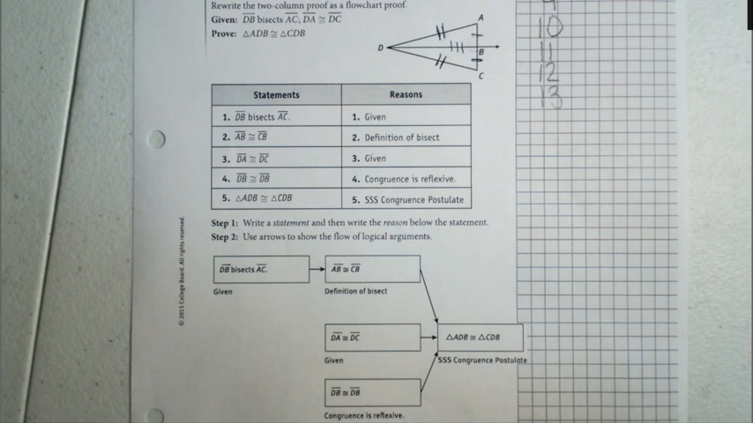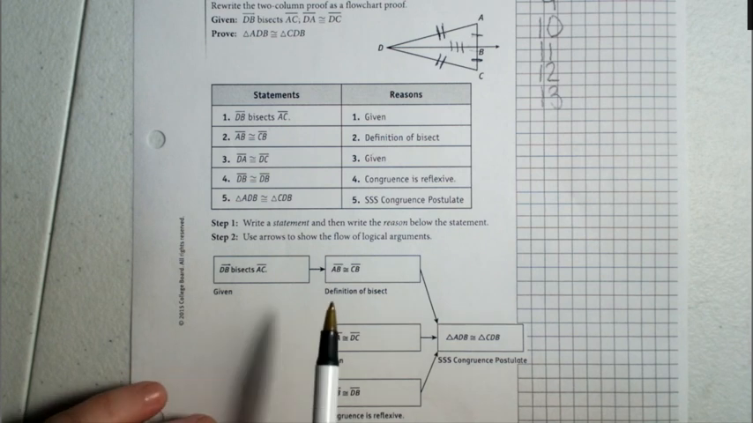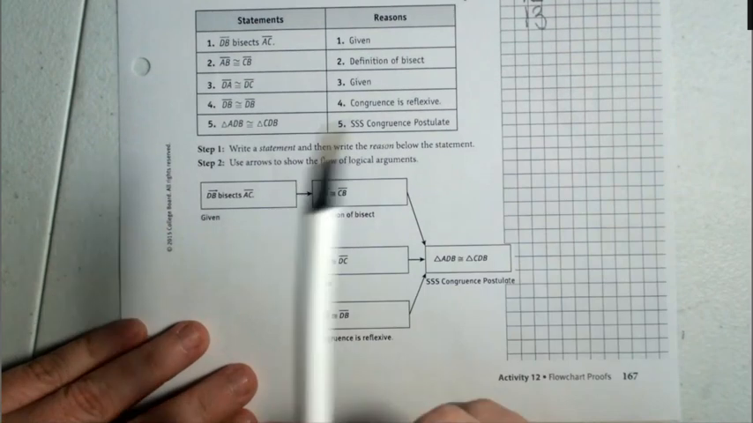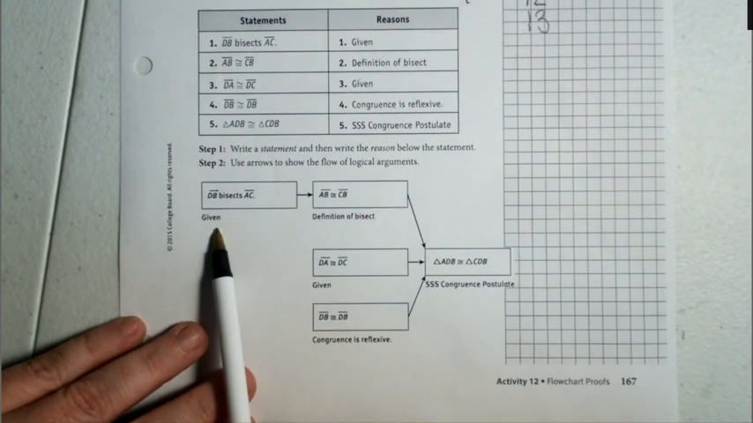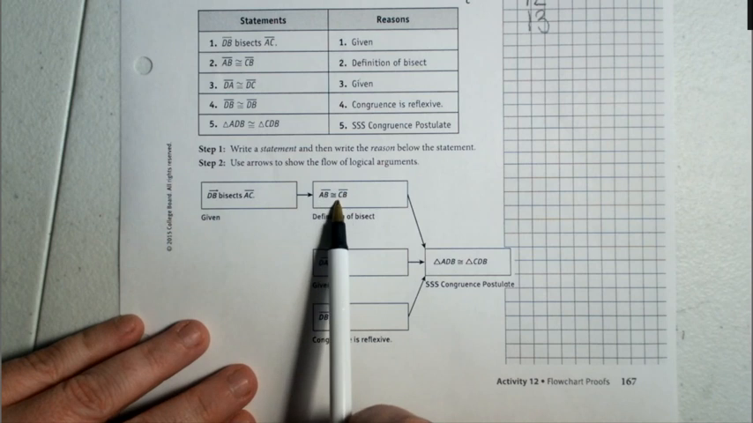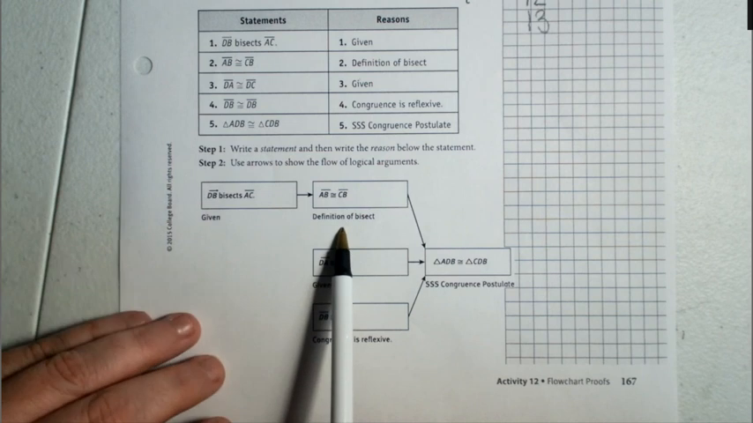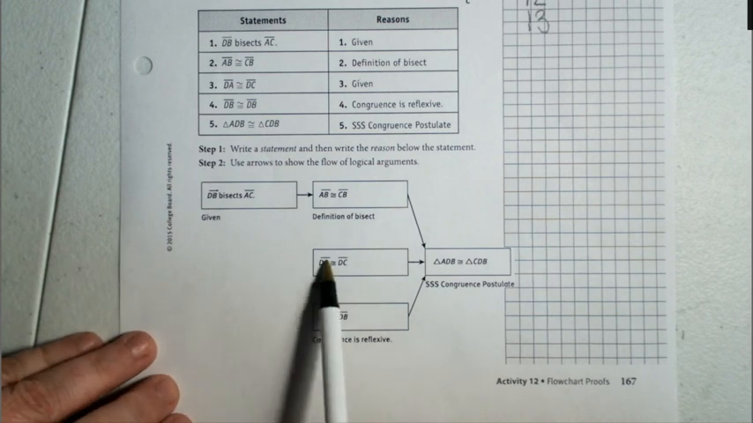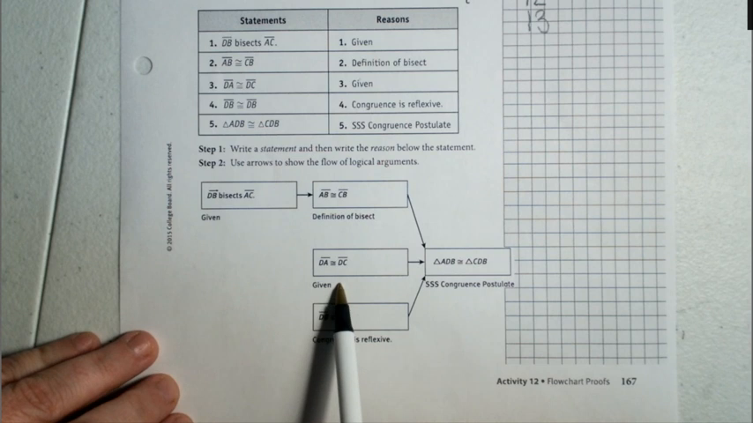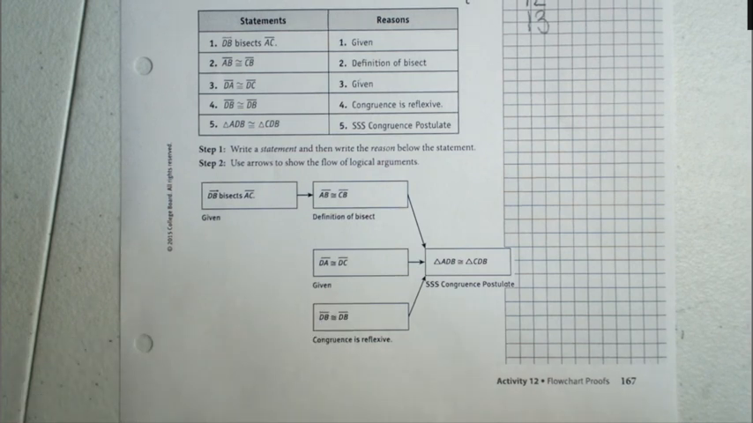So the first thing they say in step 1, write a statement and then write the reason below the statement. Use arrows to show the flow of logical arguments. So we started off by saying DB bisects AC. Well, that was given to me. That led me to know that AB was congruent to CB. That was a definition of a bisect. Notice that there's nothing leading to this given because this was told to me. It's not something that came from something prior in the proof.